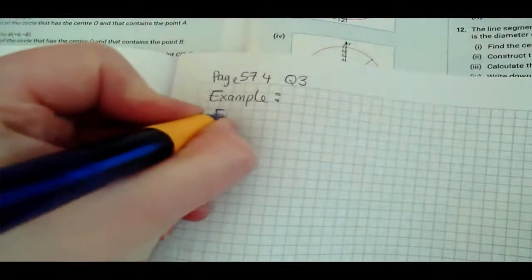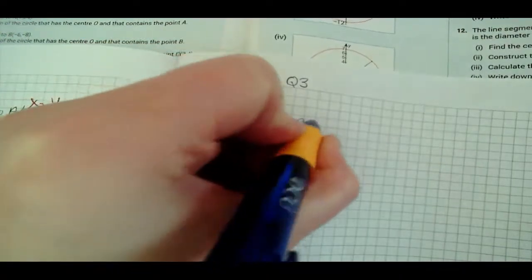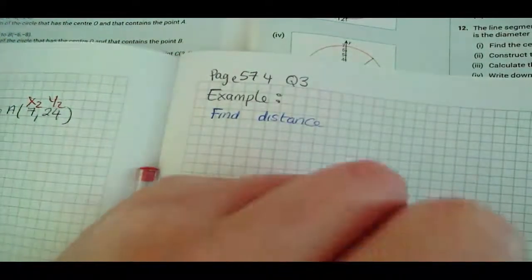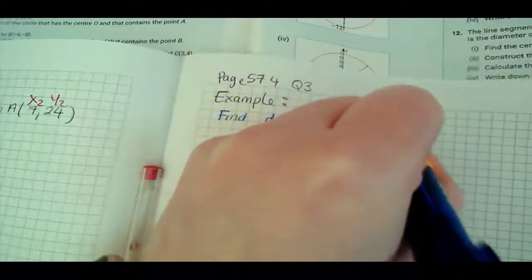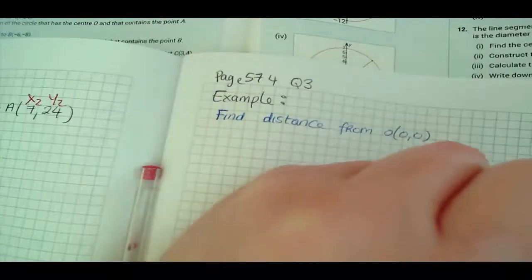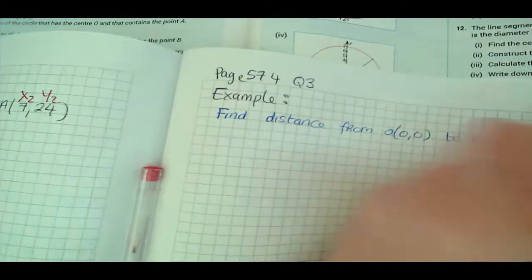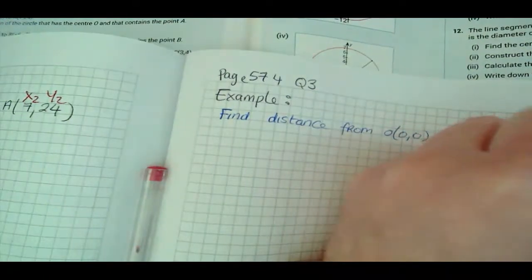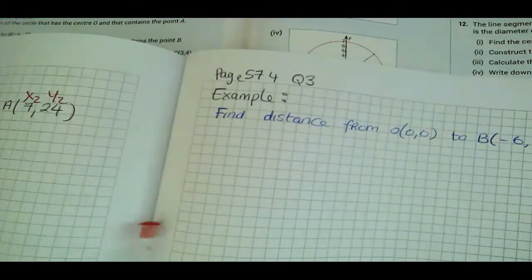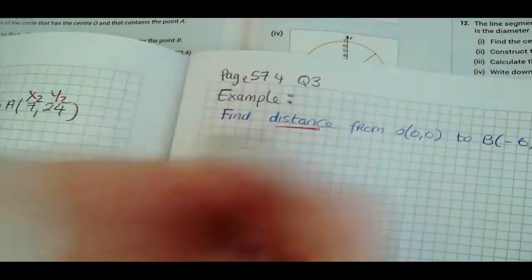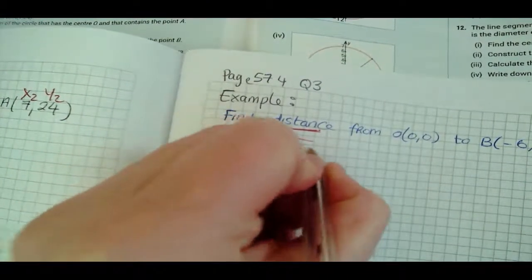So the question asks us to find the distance from O, 0, 0 to B, minus 6, minus 8. So it's the distance. So we're going to write down the distance formula, okay? Because again, remember, it's worth marks.